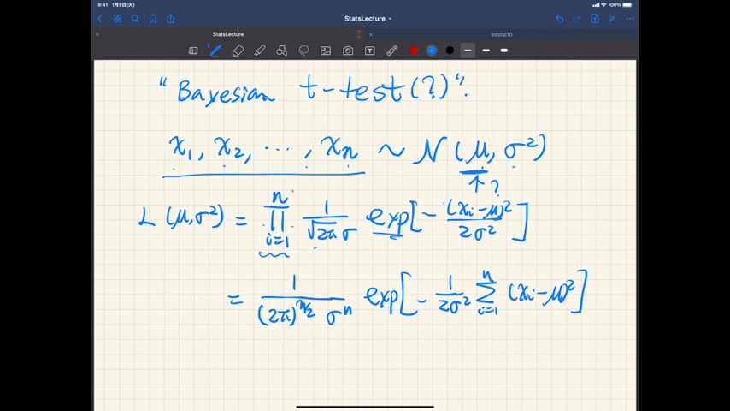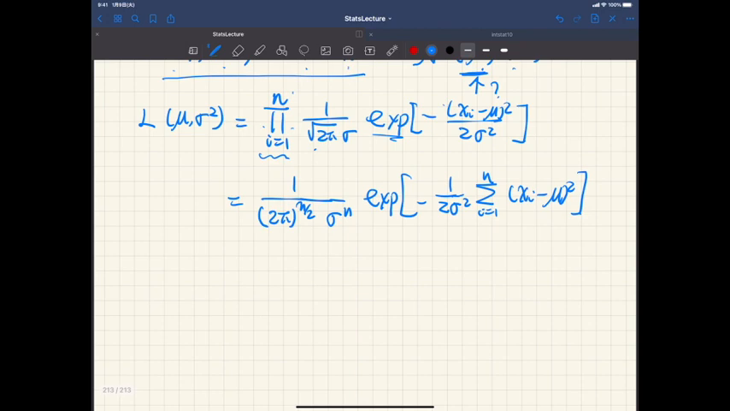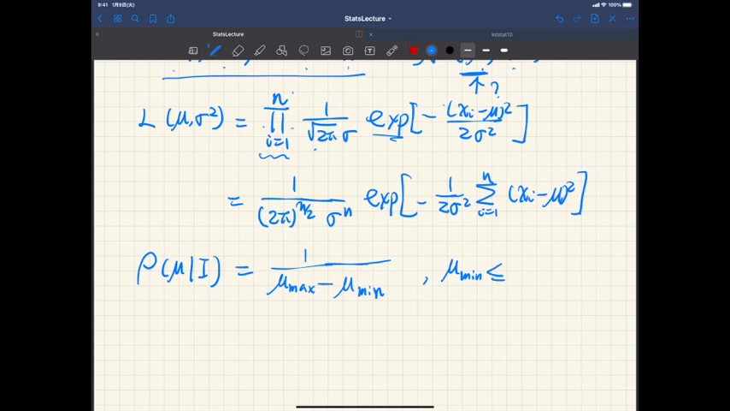Okay, so this is the likelihood. Now we want to introduce priors for mu and sigma squared. For mu, we just assume a uniform distribution between some maximum value and some minimum value. So this is mu mean, and mu is between this minimum value and this maximum value.